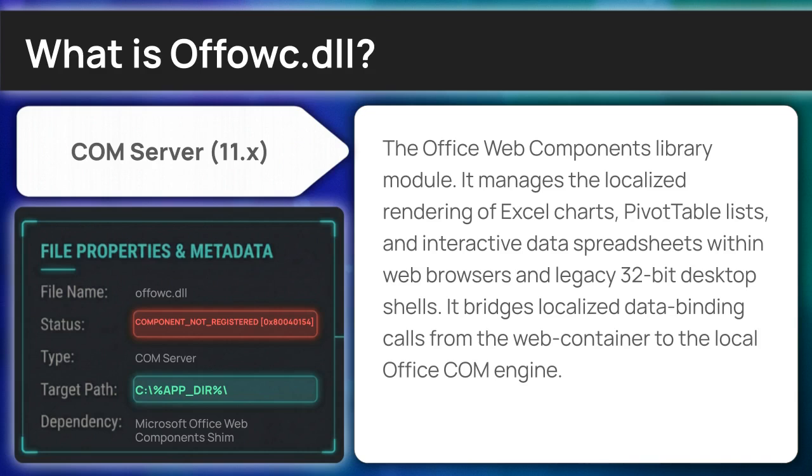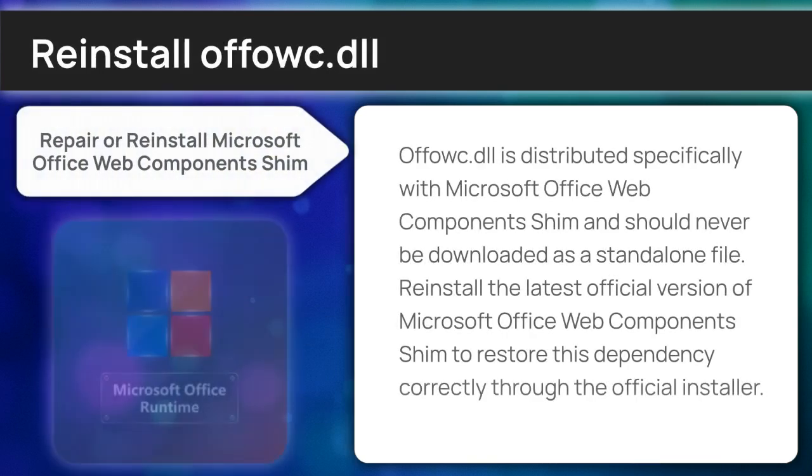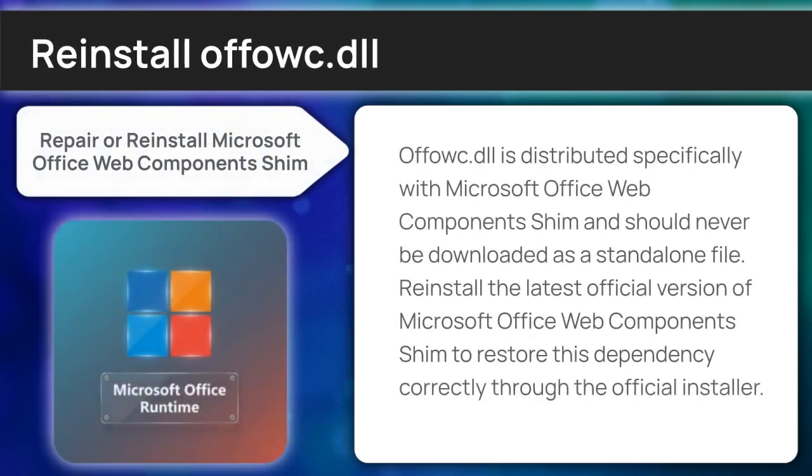Now that you have the context, let's move into the repair process with a fresh installation. Offowc is distributed specifically with Microsoft Office Web Components Shim and should never be downloaded as a standalone file. Reinstall the latest official version of Microsoft Office Web Components Shim to restore this dependency correctly through the official installer.